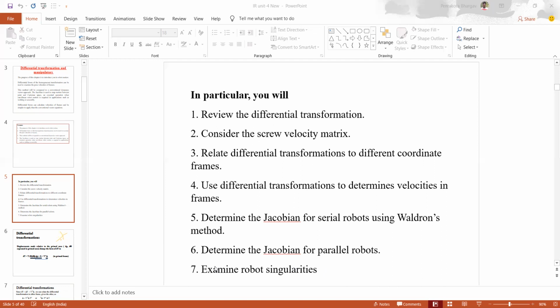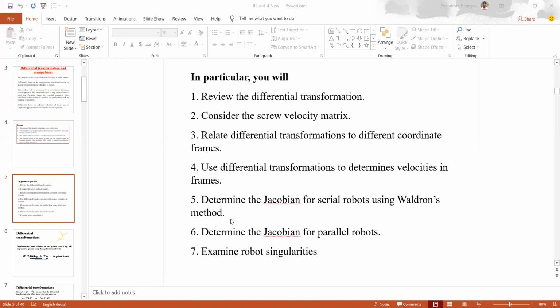Here my robot has two rotations and one translation. No, my robot has one translation and two rotations. So these kinds of natures will be there in the examination of the robot singularities. And next, you can go to the next slide.